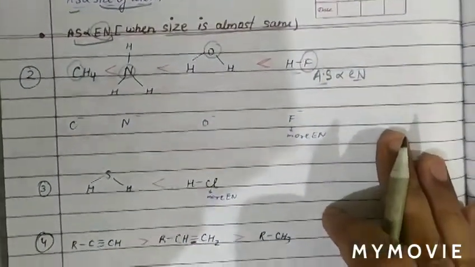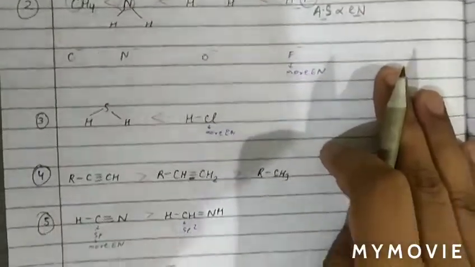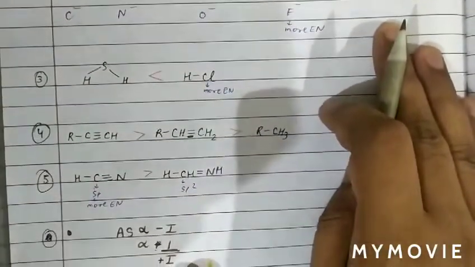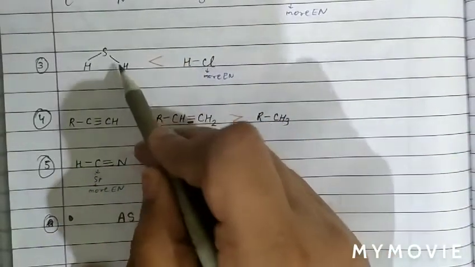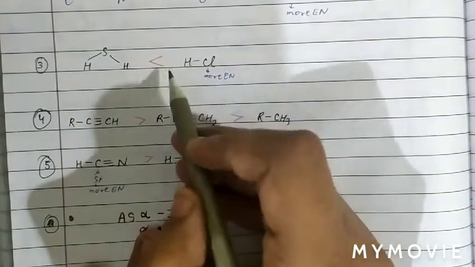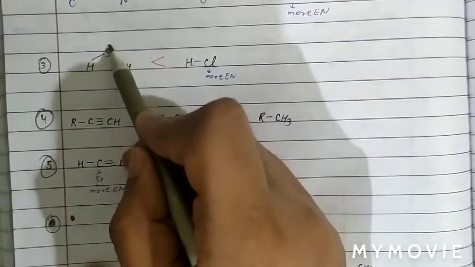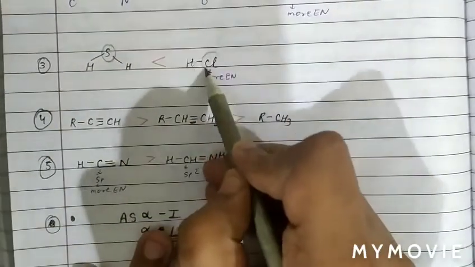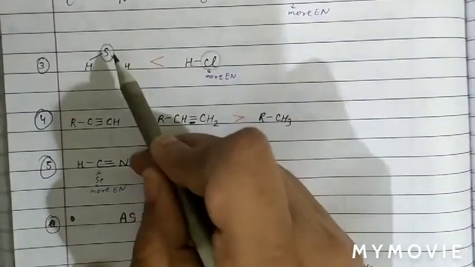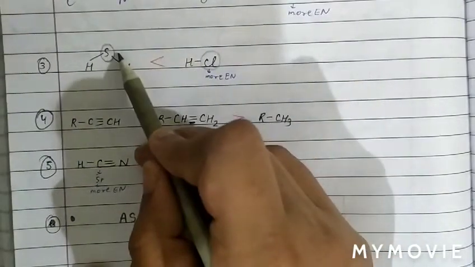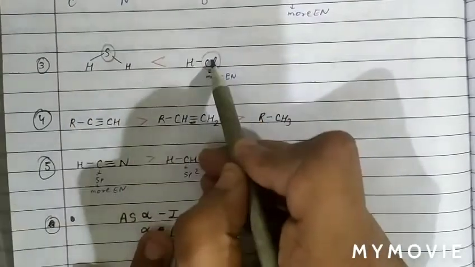Now see the next question for comparison of acidic strength. As we can see, one is H2S and one is HCl. Again the central atom is different, and when the central atom is different, then the acidic nature is defined by the electronegativity of the central atom.